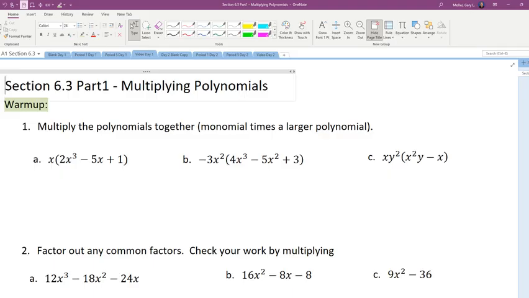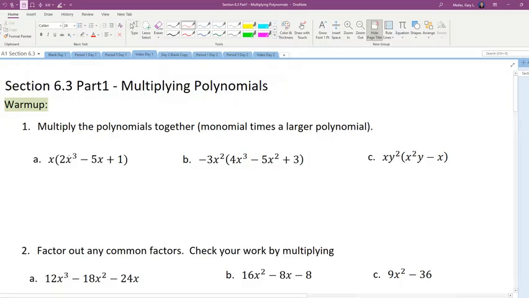This is a monomial times a larger polynomial, so also known as the distributive property. So x times 2x cubed, hopefully we're all good here, 2x to the fourth, minus 5, x times x is x squared, and x times 1 is simply going to be x.